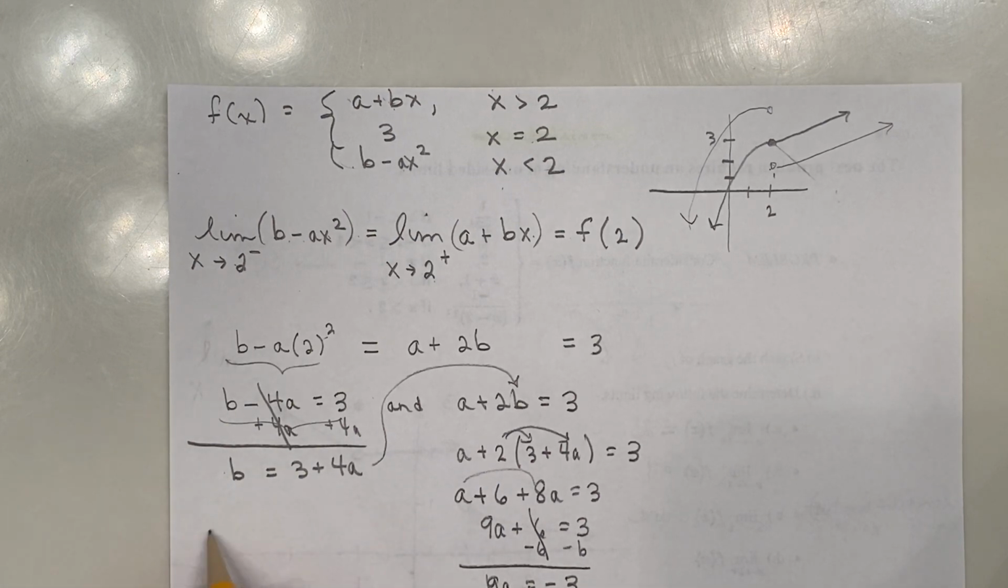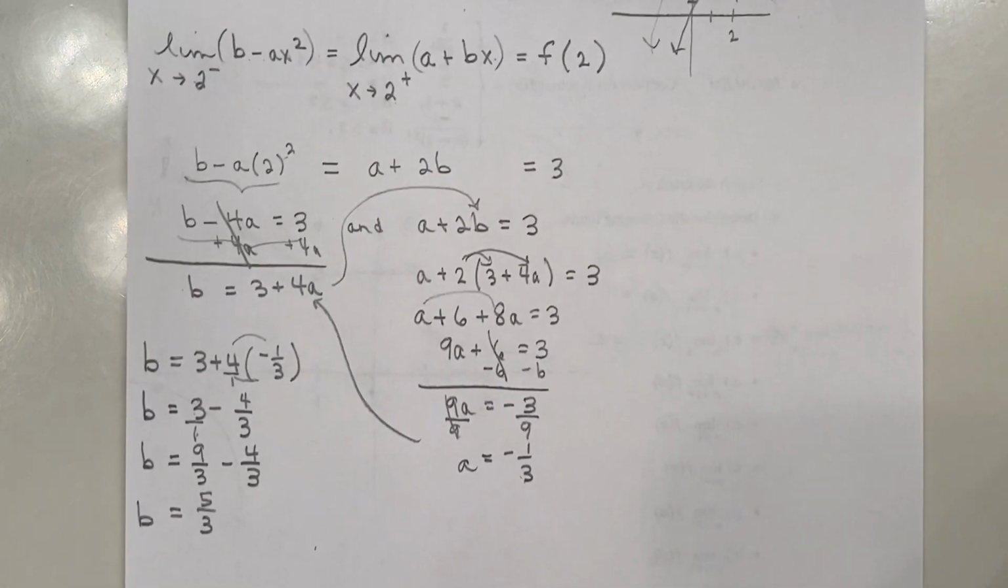So now I'm coming back up here. Let's find B. It's 3 plus 4 times negative 1/3. So B equals 3, and this product right here is minus 4/3. Let's get a common denominator. So let's make 3 have a denominator of 3. That makes that 9 over 3. 9/3 is 3, minus 4/3. So B equals 5/3. Oh, sorry about that.